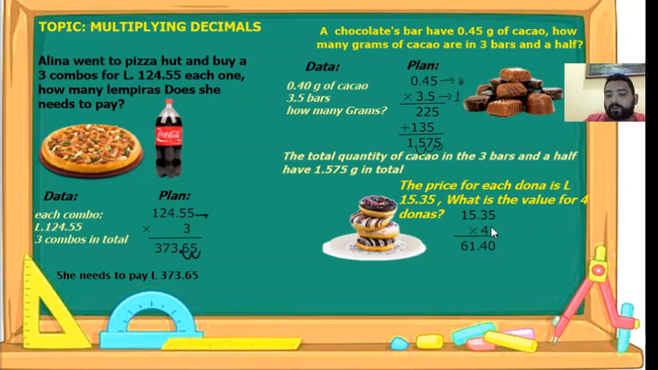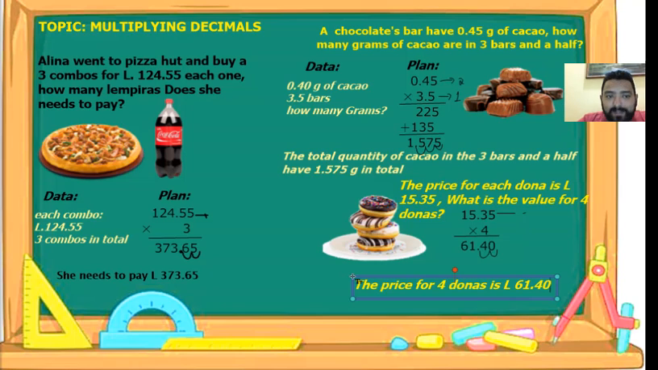If you solve this one, we're going to have 61.40. As you can see, in this one we have 2 decimal places, and here we have 0 places. So we have 2 places, and in the answer, seen from right to left, we are going to count just 2 places, 1 and 2. So your answer is going to be 61.40. How are you going to write that in a word phrase? The price for 4 donuts is 61.40 lempiras. And this is going to be your answer.